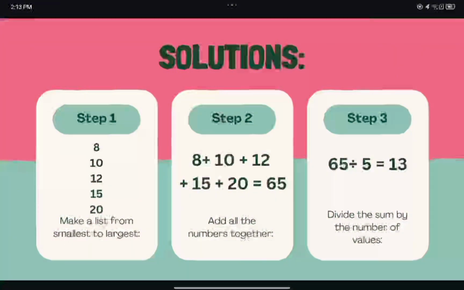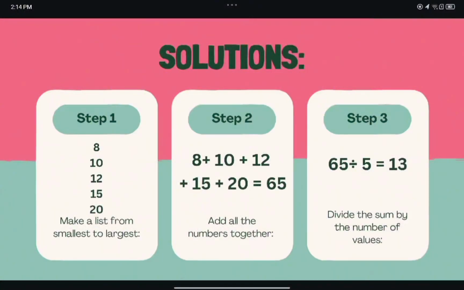Step 2. Add all the numbers together. I-add lang natin lahat ng mga numbers na nasa listahan, which is 8 plus 10 plus 12 plus 15 plus 20. So kapag pinagsama mo yung lahat, ang kakalabasan is 65.